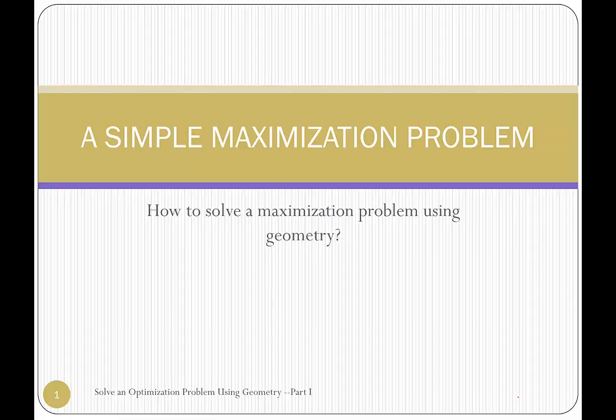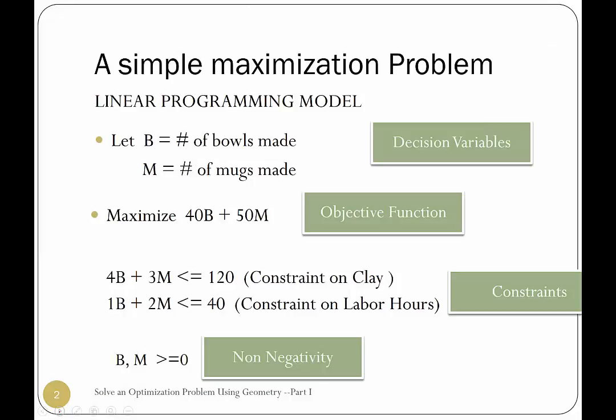In this video, I describe how to solve a simple maximization problem using geometry. Let us take a look at a simple formulation. In this problem, we have two decision variables, B and M, which represent the number of bowls made and the number of mugs made, respectively. And we have an objective function of the total profits.